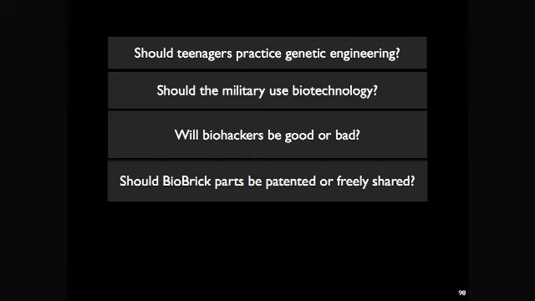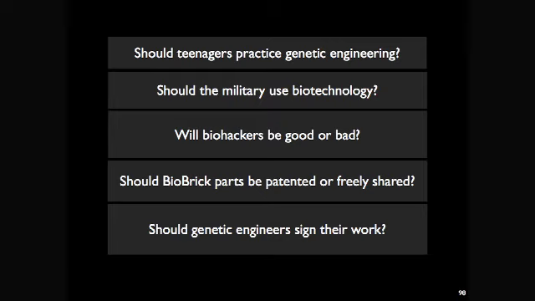Bridge designers, we have to sign our designs if we're doing works that impact the public. It's surprising to me that after 35 years of genetic engineering, we don't have the American Society of Genetic Engineers. We don't have professional practices. Should we be doing this?